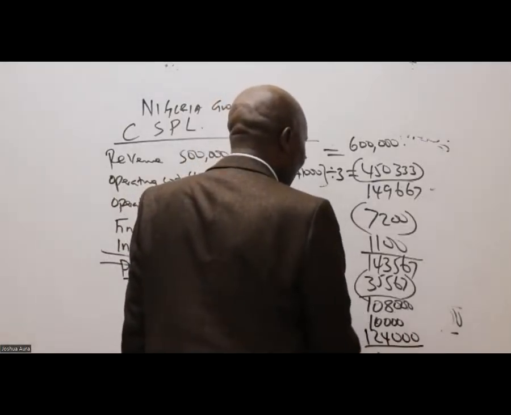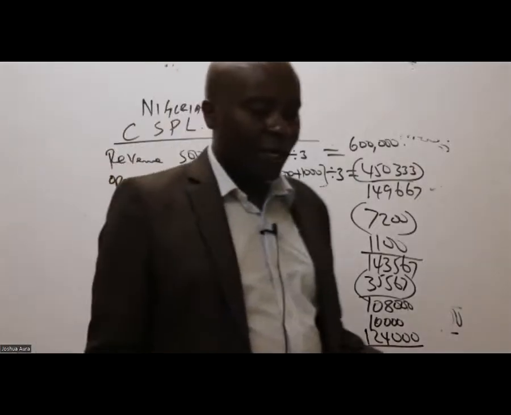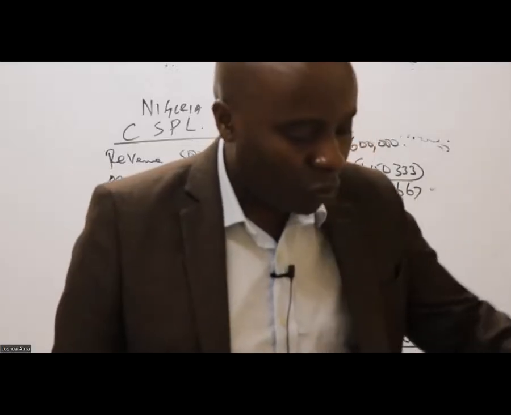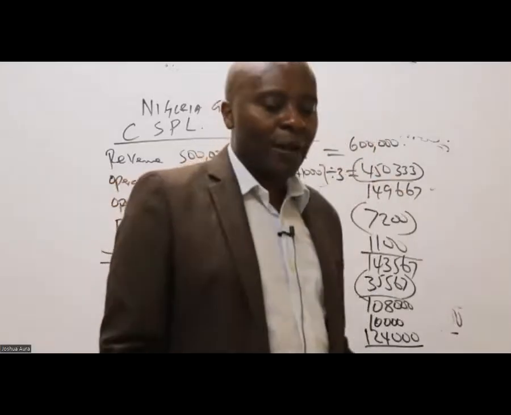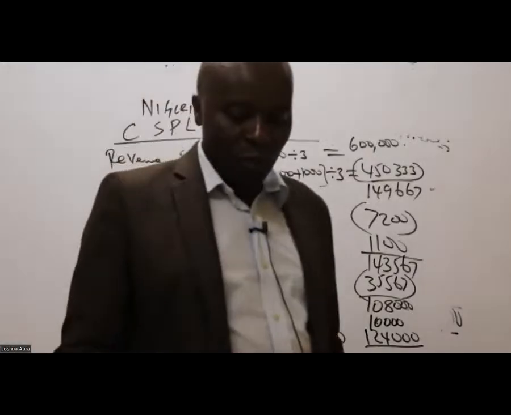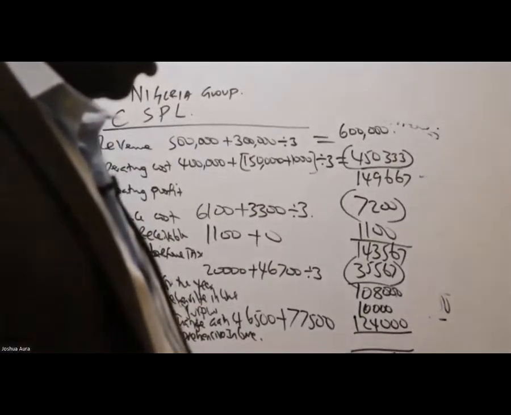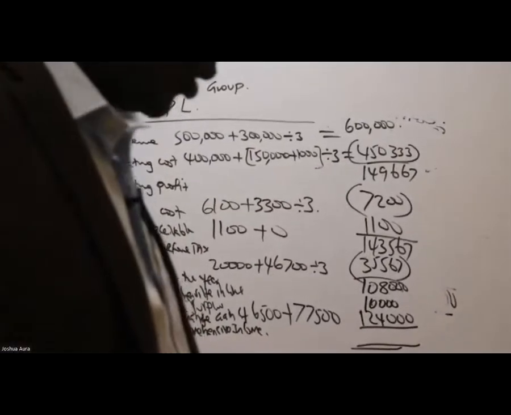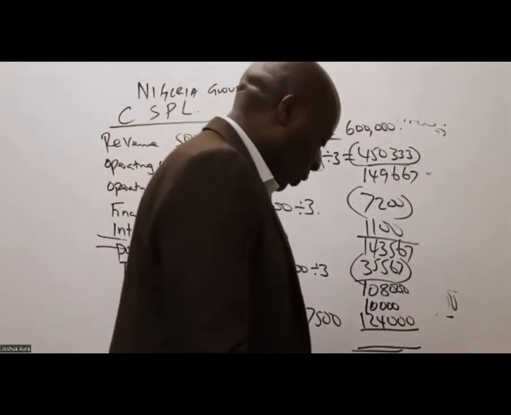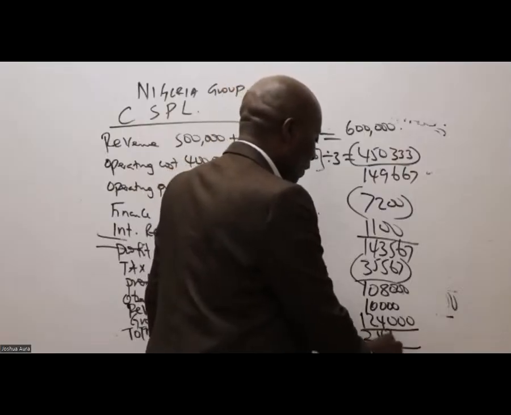So please add there to give us the total comprehensive income. Total comprehensive income, how much does it come to when you add? 242,000. That is the end of the thing.